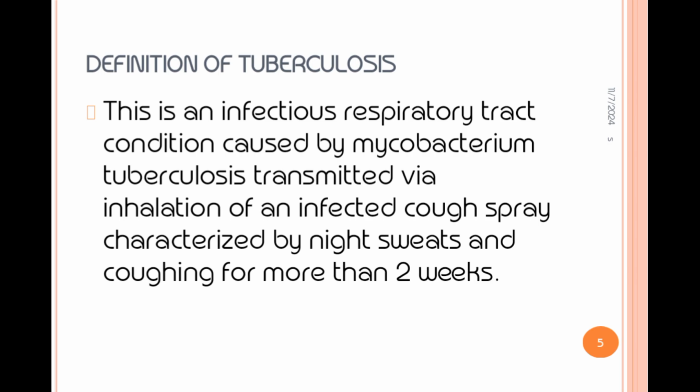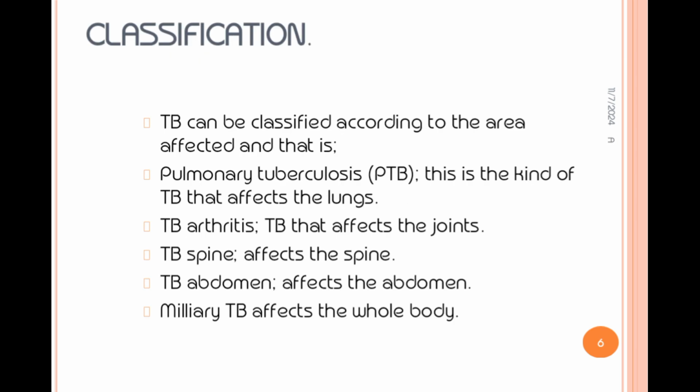So night sweats has to be there, has to be part of your signs and symptoms or your characteristics of tuberculosis. Coughing for more than 2 weeks has to be also prominent and has to come out. So for you to get all 5 marks, just go with the same definition, which includes the causative organism, the mode of transmission, the system affected, and the characteristics. Then you get it. So that is the definition for tuberculosis.